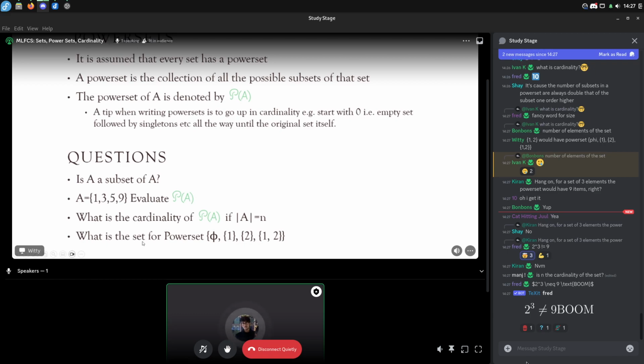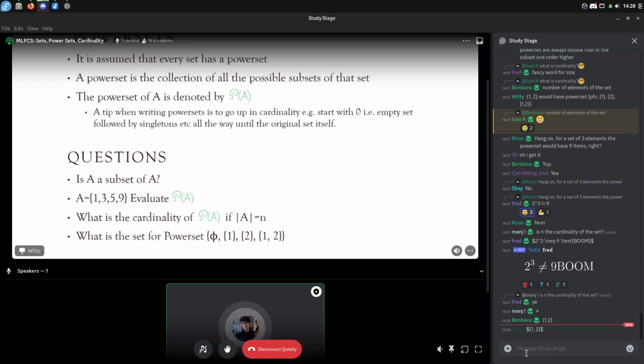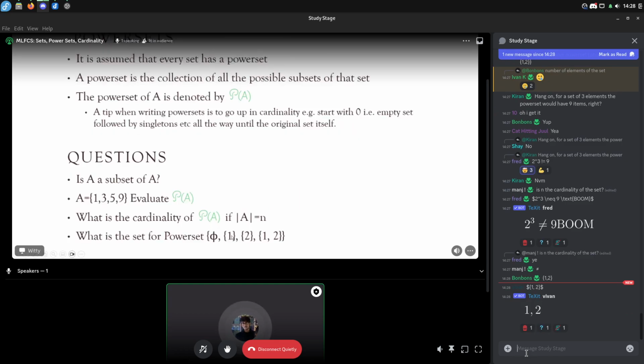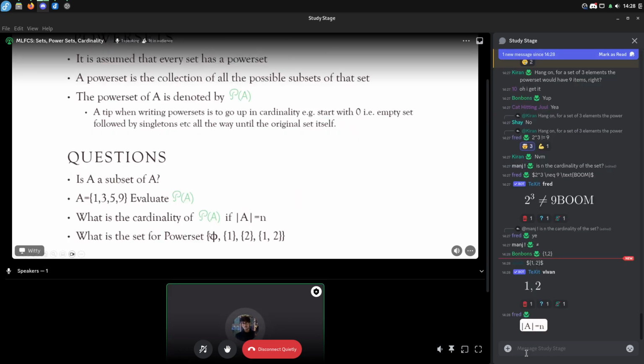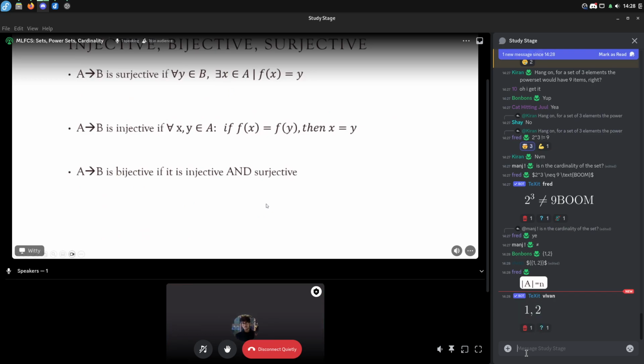Okay, what is the set for the power set phi? So this is basically a reverse of what we did before, but can anyone tell me what the set would be for this power set? I kind of actually accidentally used this as an example because it was on the screen, but yeah, that's correct. Just {1, 2}. Cool. You just look at all the unique values in this, and yeah, the set would just be all the unique values minus phi because you wouldn't include that.